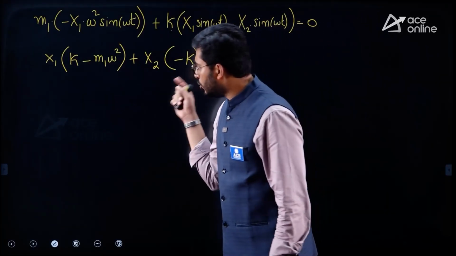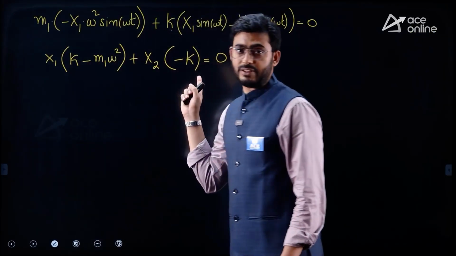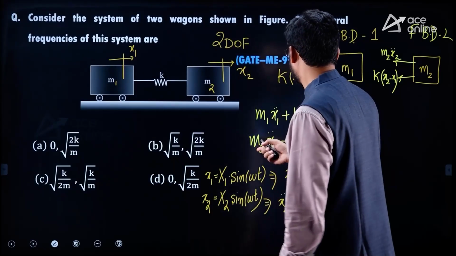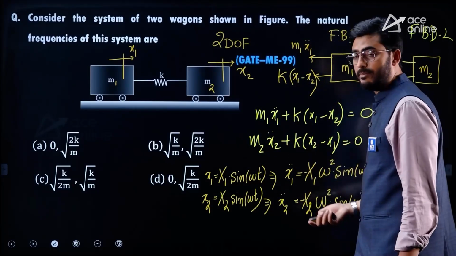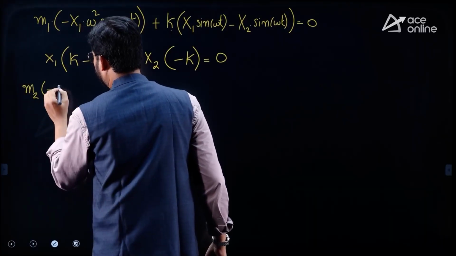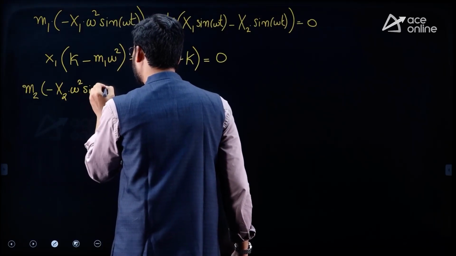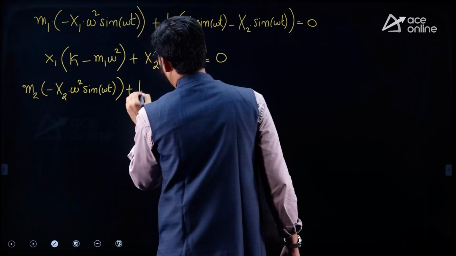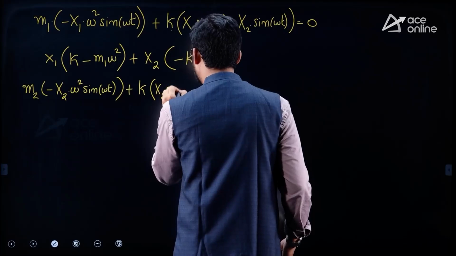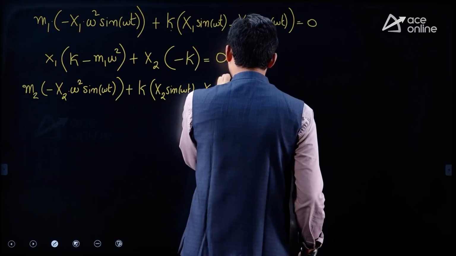So this is the equation of motion, or we have actually converted the equation of motion into an algebraic equation. That's how the mathematics comes into existence. Now next, the same way we can express it for m2. So for m2 we can write m2 into minus capital X2 omega square sine omega t plus k times x2 minus x1, so capital X2 sine omega t minus capital X1 sine omega t is equal to 0.